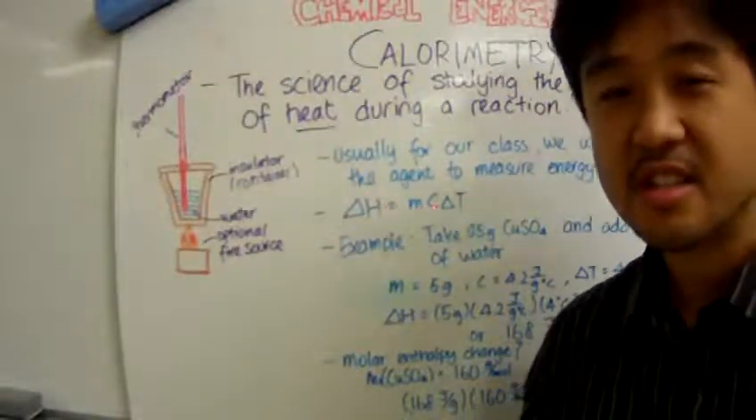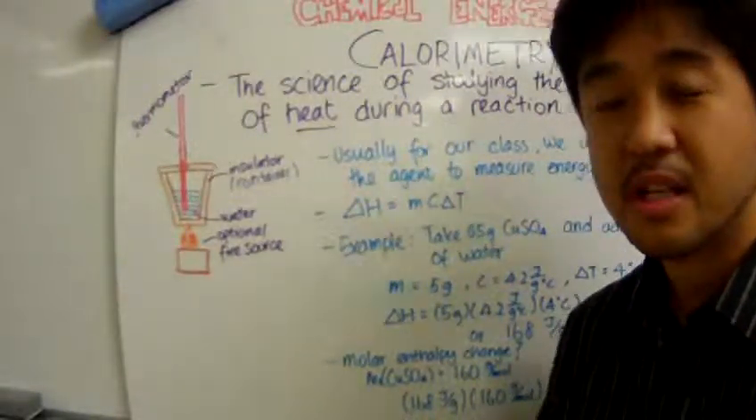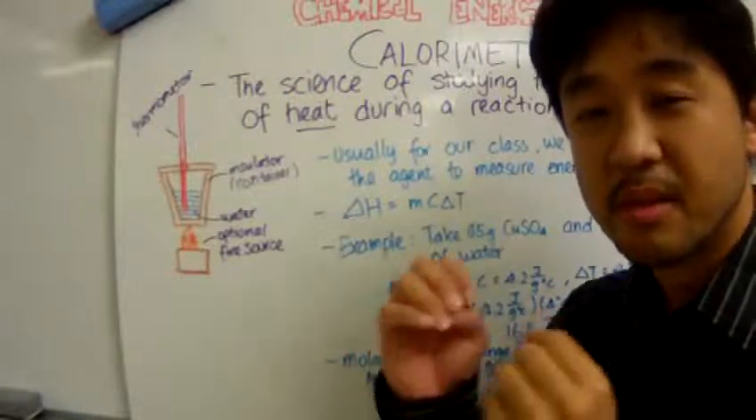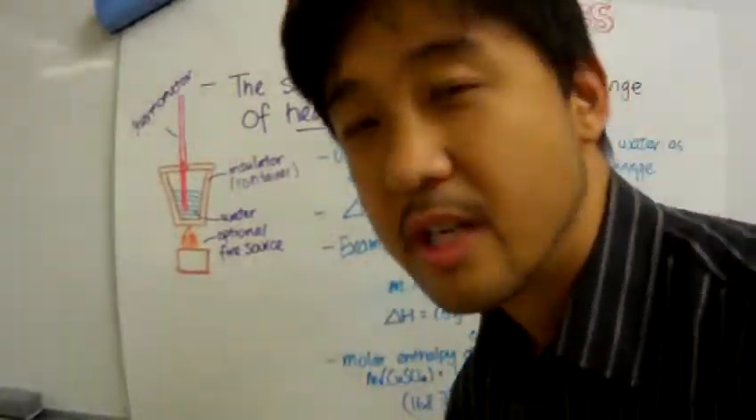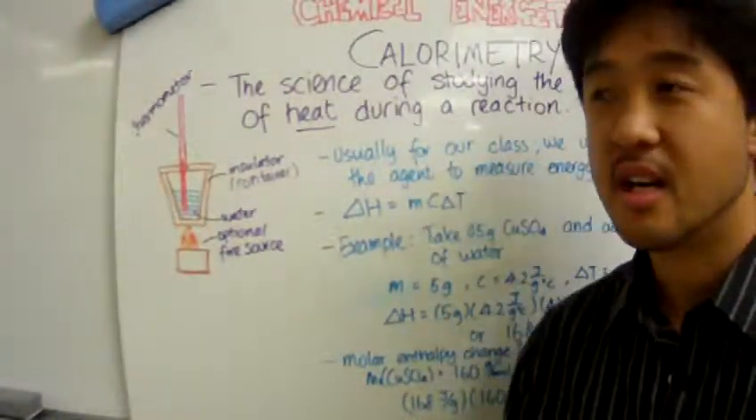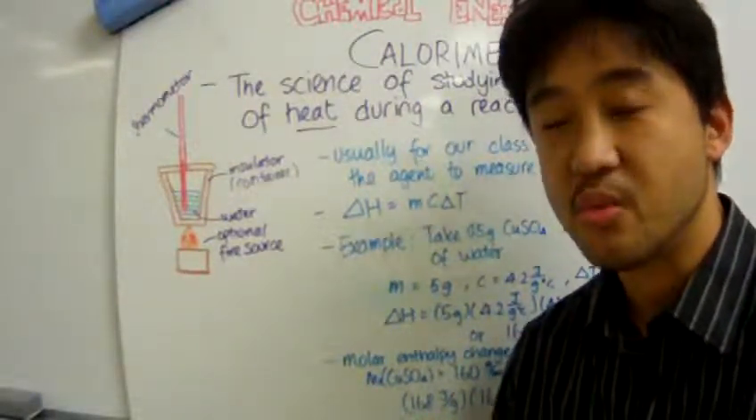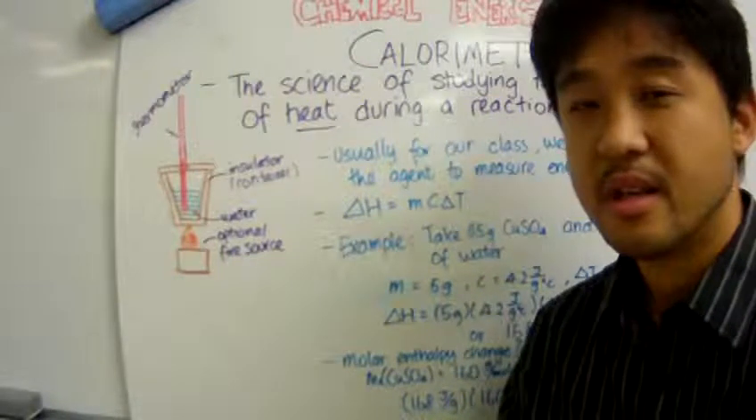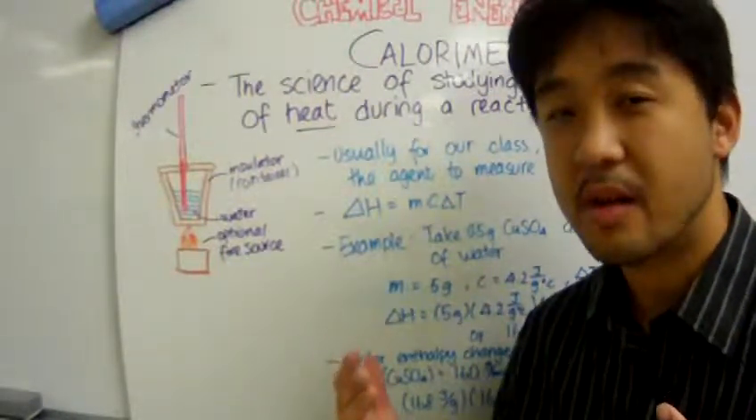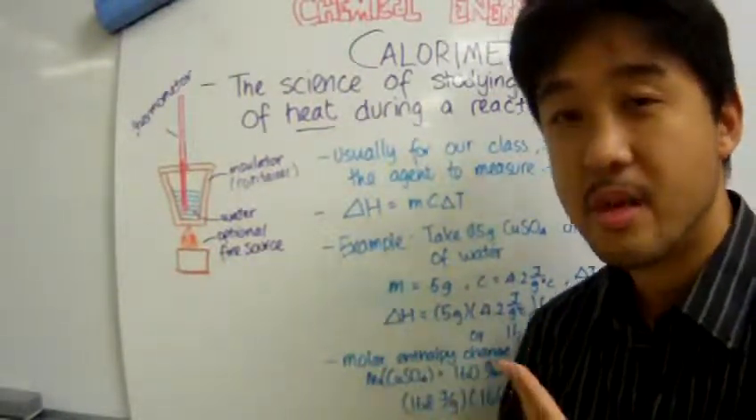Alright, this is the final unit of the Introduction to Chemical Energetics, and what we're going to cover today is the other method of calculating energy change, which is the experimental method. In last video lessons, we talked about two ways of measuring energy change.